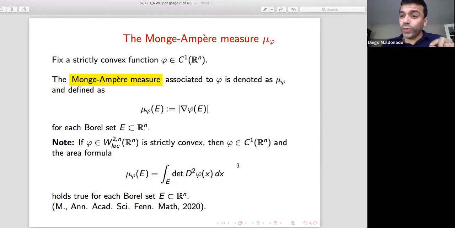This is easy to see when you have a function that is C2, twice continuously differentiable. But then I proved that it's true when you can go down to a Sobolev space like this. So what we have to bear in mind is that the Monge-Ampere measure is just a measure that has a weight, a density, and the density is this. Notice that the function being convex makes the determinant of the Hessian a non-negative function.